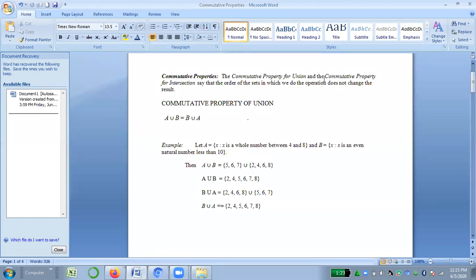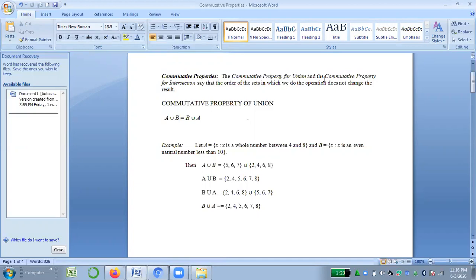So commutative property has the definition on your screen. Let's look at this. The commutative property for union and the commutative property for intersection say that the order of the sets in which we do the operation does not change the result. Which means if we take first A union B or we write B union A, we will get the same answer. Now we have to verify this property.